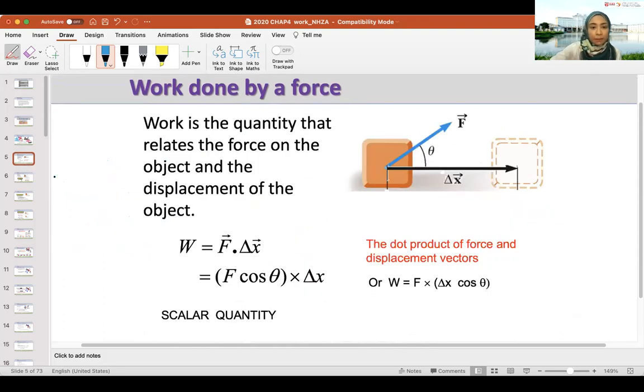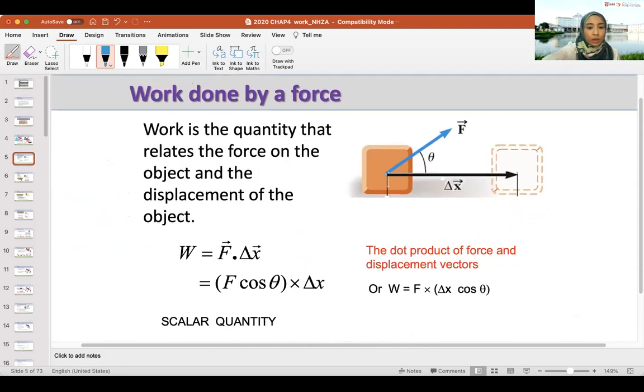Okay, so work done by a force. Work is the quantity that relates force on the object. So we have a force acting on the object. If this force is here and does not touch the object, that is not related to the work done on the object. We want only the force acting on the object. Don't take other things into account. Same as a free body diagram.